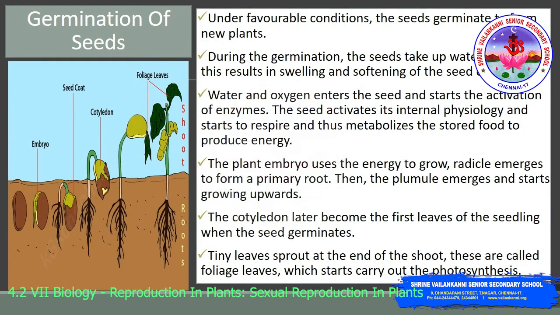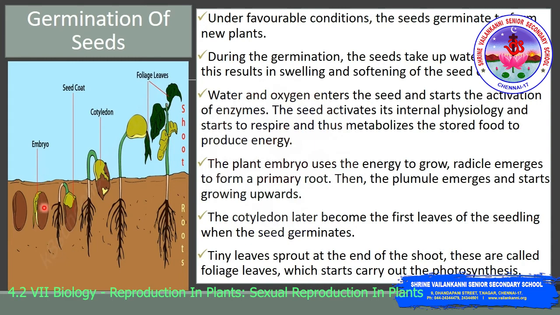So, after the seeds are dispersed, under favorable conditions, the seeds germinate to form new plants. During germination, the seeds take up water rapidly and this results in the swelling and softening of the seed coat. The water and oxygen enter the seeds and start the activation of the enzymes. The seed activates its internal physiology and starts to respire, and thus it metabolizes the stored food to produce energy.